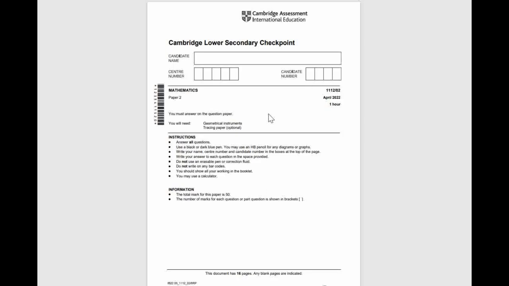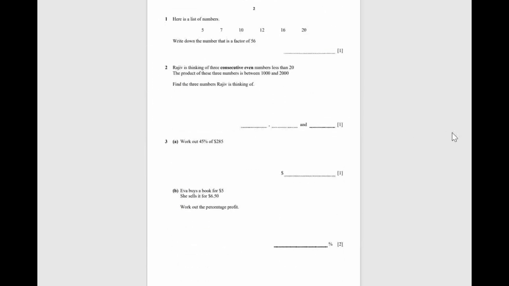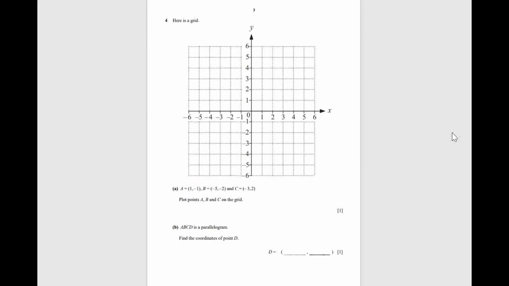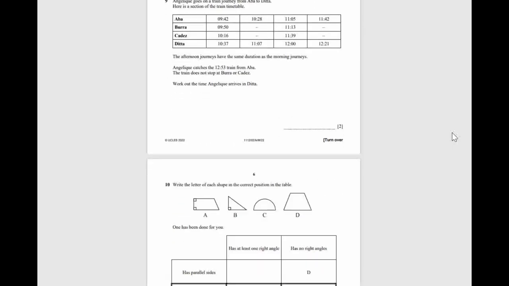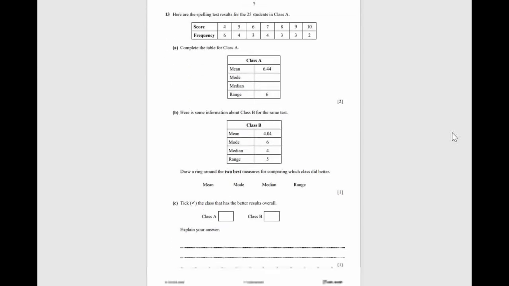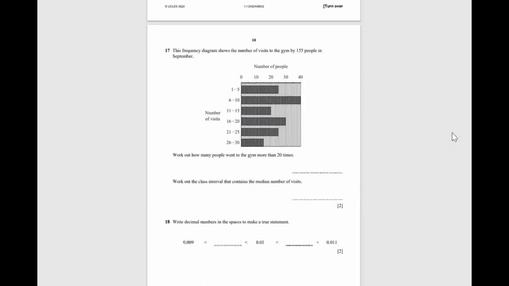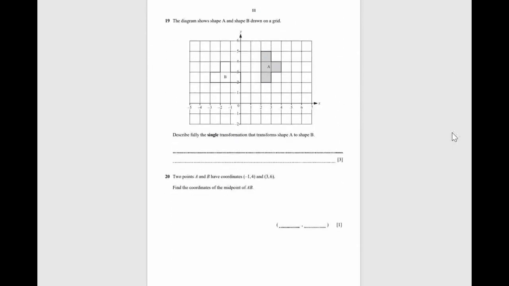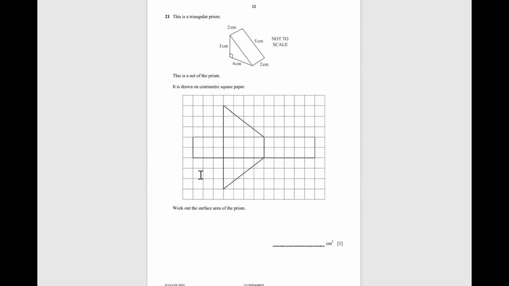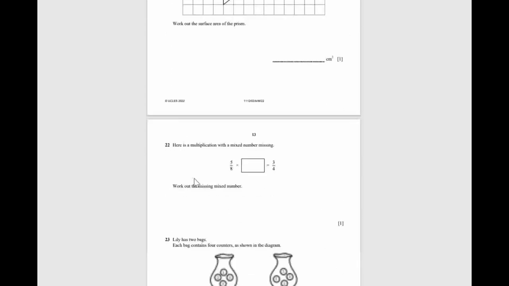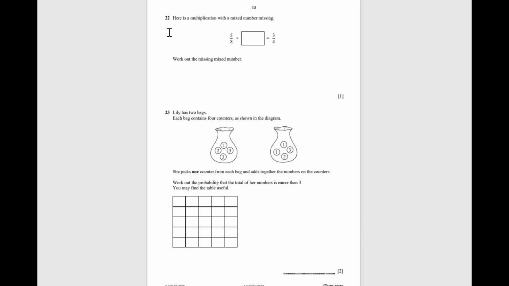This is the question per page: page 1, page 2, page 3, page 4, page 5, page 6, page 7, page 8, page 9, page 10, page 11, question 19 and 20, page 12, question 21, page 13, 22, 23, page 14, 24, page 15, 25.